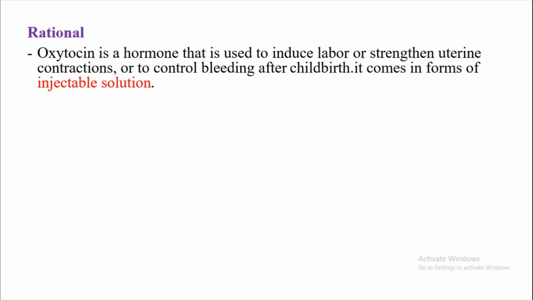Oxytocin is a hormone that is used to induce labor or strengthen uterine contraction or to control bleeding after childbirth. It comes in forms of injectable solution. So the correct option is option number A, oxytocin.